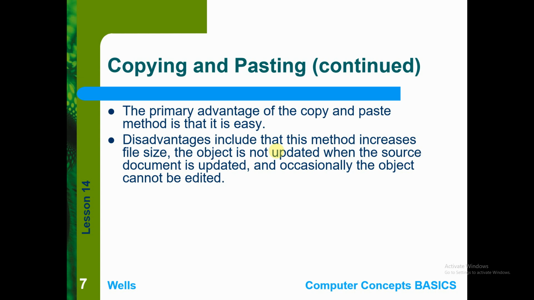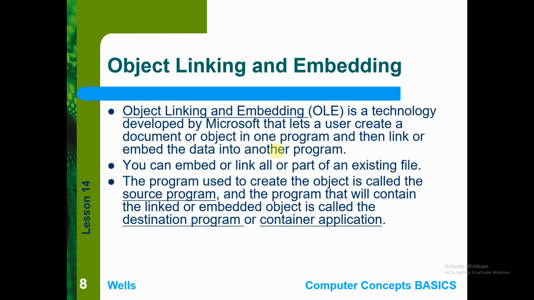The disadvantages are that the file size is larger, the objects are not updated when the source document is updated, and occasionally the object cannot be edited. But later we will define something we can still do, so it will no longer be a disadvantage. This is what we call object linking and embedding.